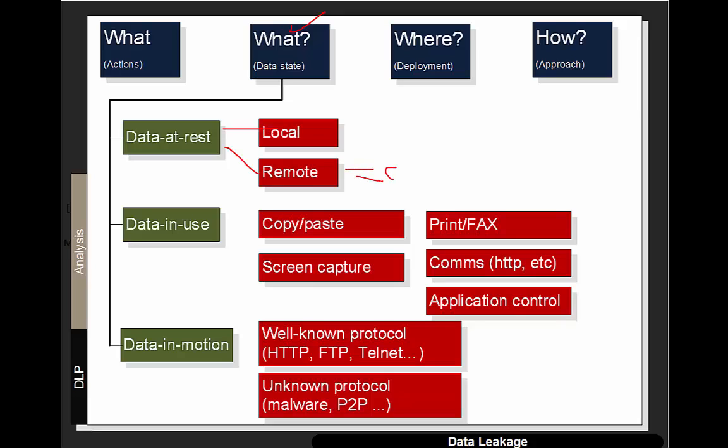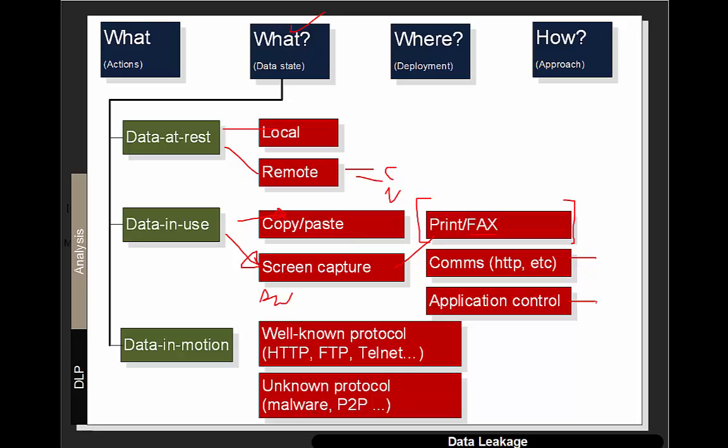Then there's data in use. We need to understand things like copying and pasting data from one application to another. Also screen capture. It might be a protected document, but somebody can take a screen capture of it, or even take a photograph of the screen. Then we have printing, so we need to monitor possibly printers and printing activity to see if someone has printed out sensitive information or sent it over to a fax. There's also the communications that goes on inside the data in use, and also our application control.